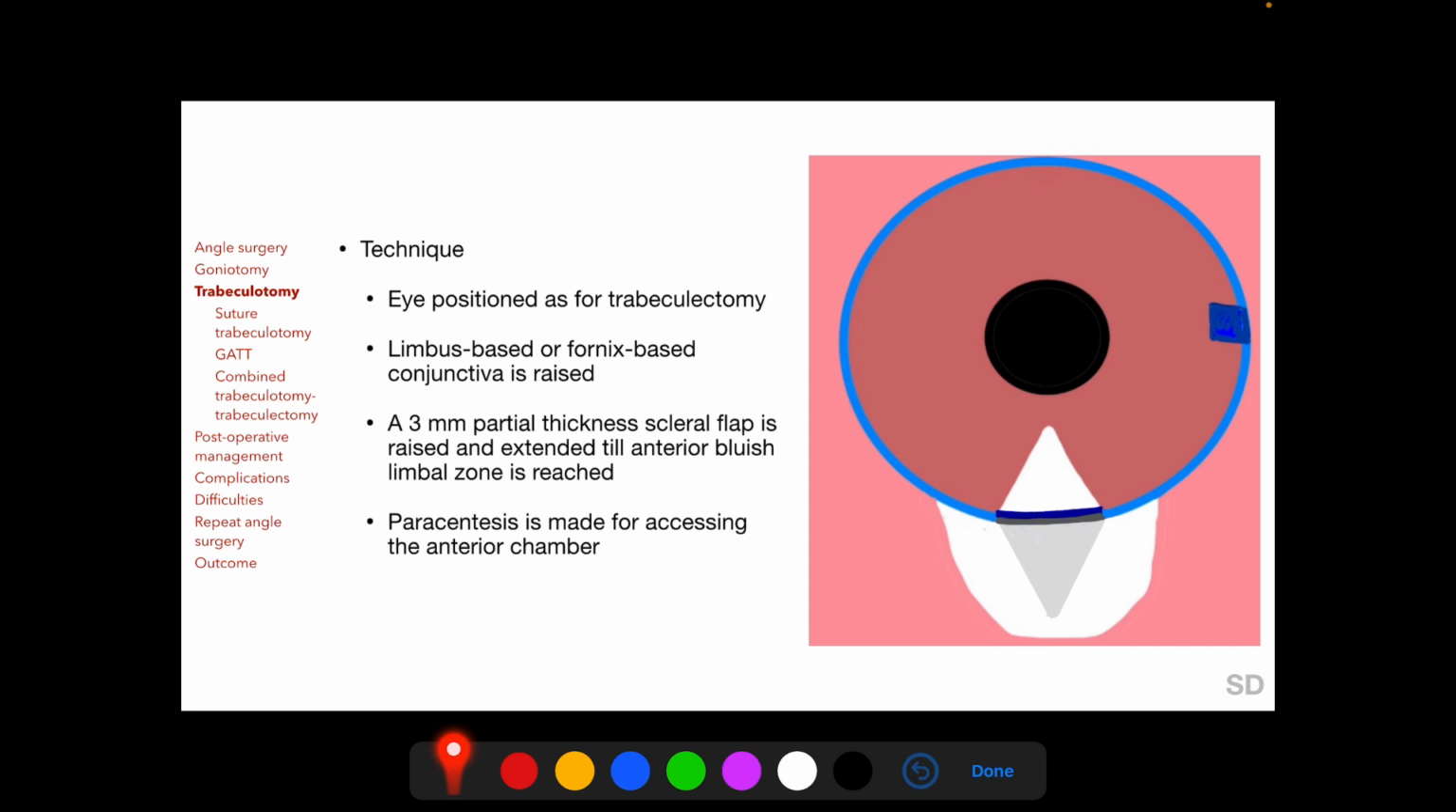For trabeculotomy, the eye is positioned as for trabeculectomy, and a limbus-based or fornix-based conjunctival flap is created. As in trabeculectomy, a 3 mm partial thickness scleral flap is raised as shown in this diagram and is extended till the anterior bluish limbal zone is reached. A paracentesis is made to access the anterior chamber as and when required.